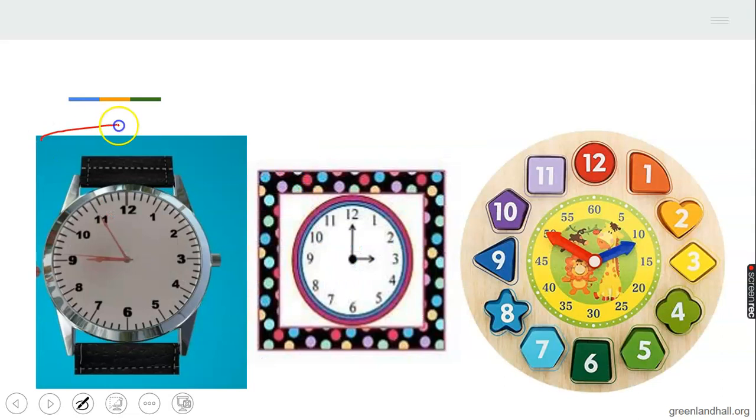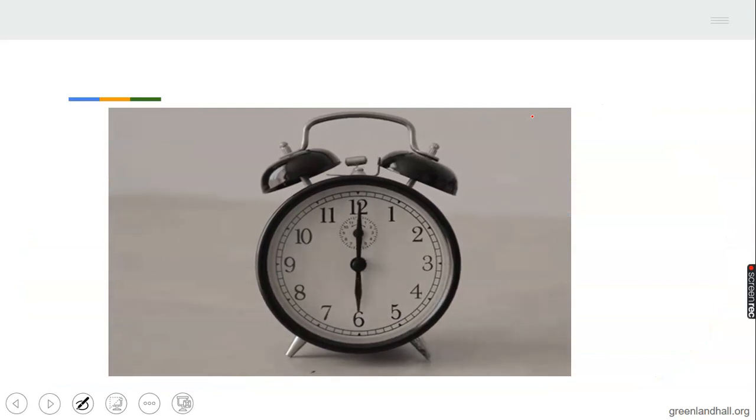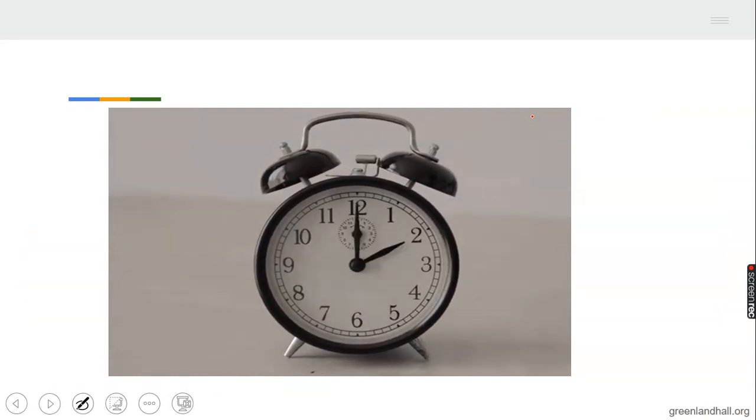This is a picture of a wristwatch. This one, a wall clock. This one, a wall clock as well. A beautiful clock there for children. You are familiar with this.